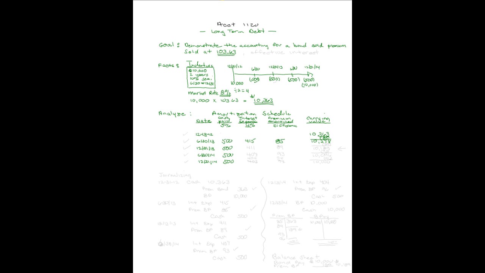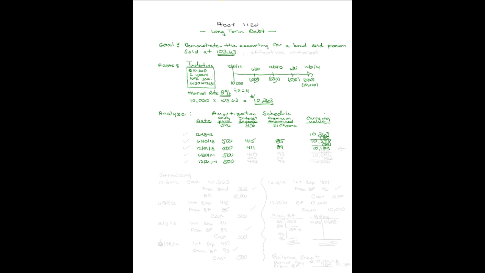Let's do the next one. We pay $500, 5%, 10,278 times 4% gives you 411. And the difference between 5 and 4% this time is $89. So I'm going to use up $89 of that premium. And my carrying value at this point will be $10,189, and that takes us to 12/31.